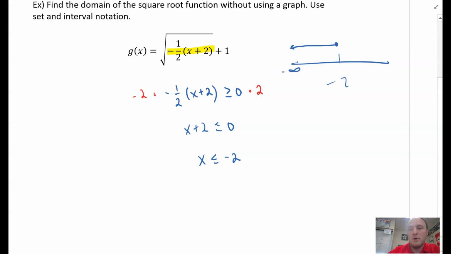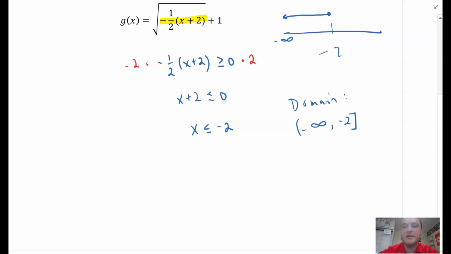So our domain is negative infinity to -2, including the -2. In set notation, it's all the x values such that x is less than or equal to -2.